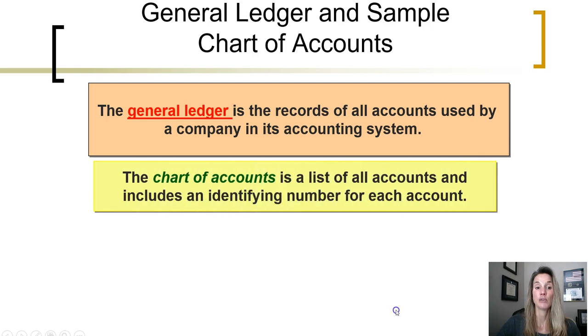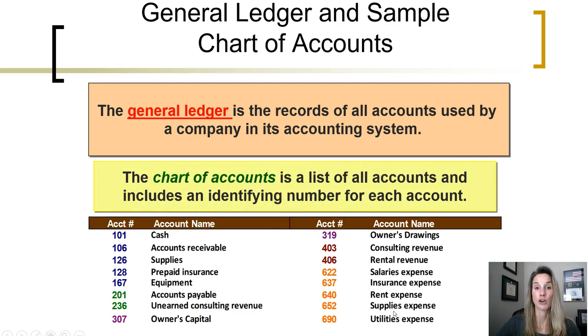The general ledger is the record or the filing cabinet of all accounts used by the company in its accounting system. Here's an example of a chart or a list of all the accounts that a company may use. Now, every company will have its own account names and a unique number assigned to each of those accounts. Generally, these are a lot of the same types of account names that all companies use, but they are not specific to any given company.